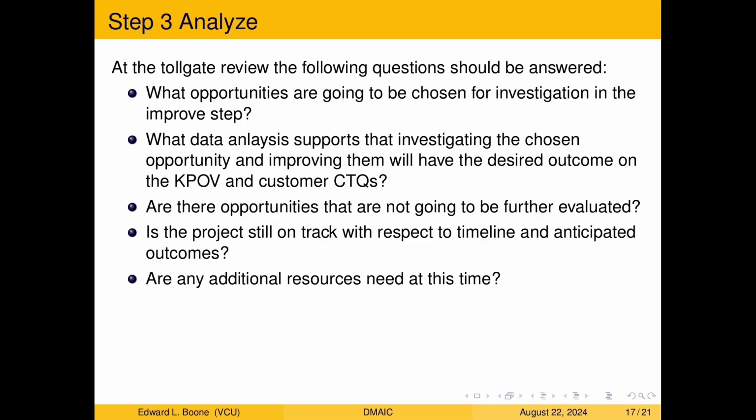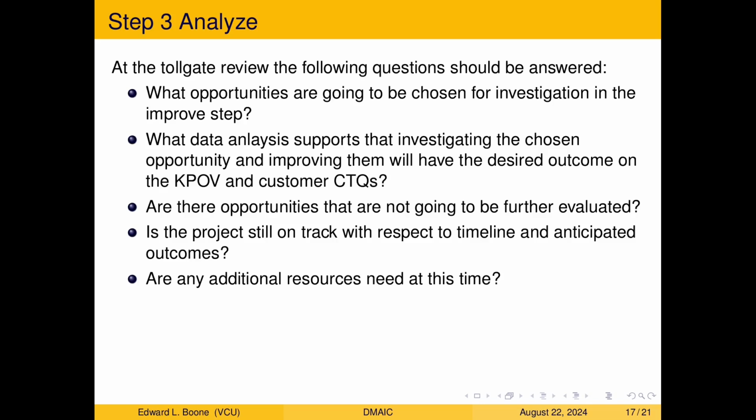All right, when you get to the tollgate review for these, you should be able to answer the following. What opportunities are going to be chosen for further investigation in the improve step? Because some things you might have analyzed and, look, it doesn't really matter what we do. This doesn't really change it that much. What data analysis supports this investigation for this opportunity? And will it have an outcome on the CTQs or the key performance output variables?